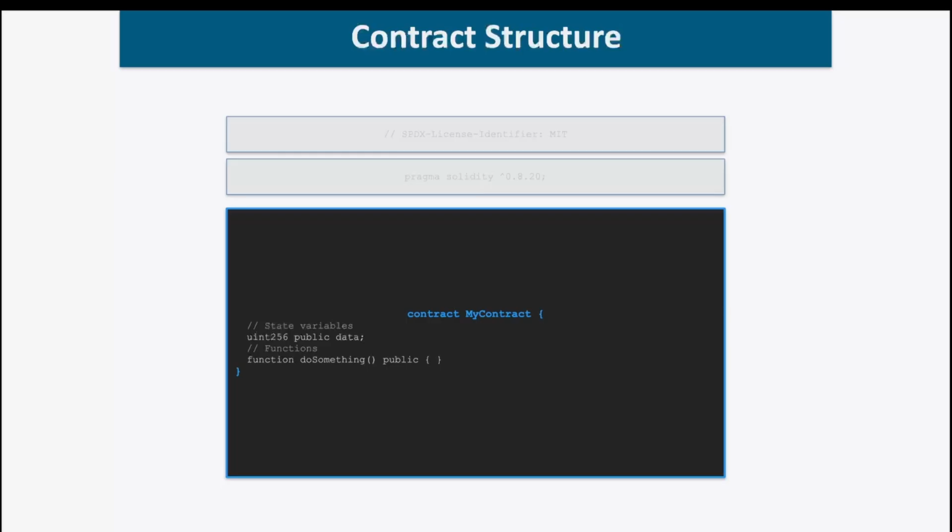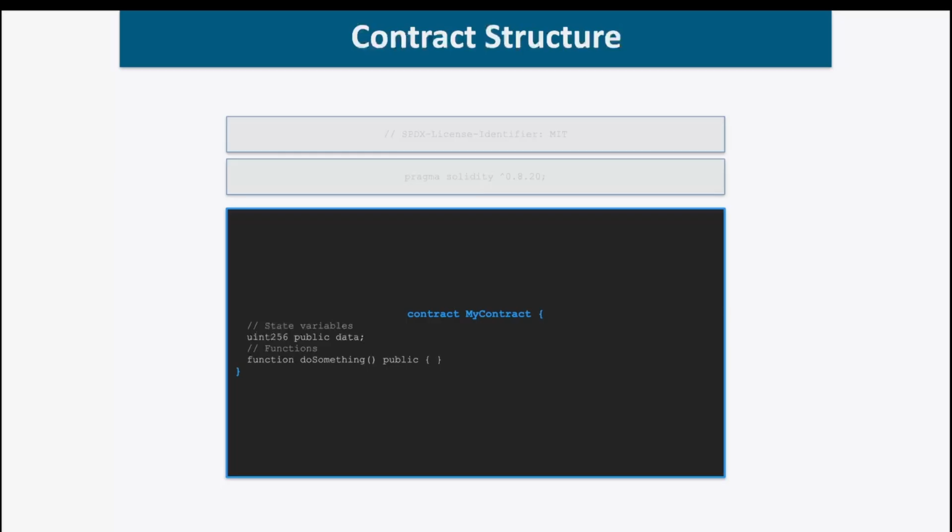This is a valid contract. Inside those braces is where you define your state variables. This is data that persists, your functions, code that does things, events, which are logs for off-chain systems, and modifiers. These are reusable rules.